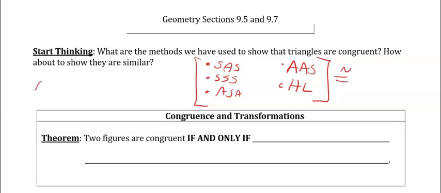Okay, so those are the ways that we have proved that triangles are congruent. And ways that we've shown that triangles are similar were AA, SAS of similarity, and SSS of similarity. And these are like 2-column proofs, basically. We're going to learn a different way of proving figures are congruent.